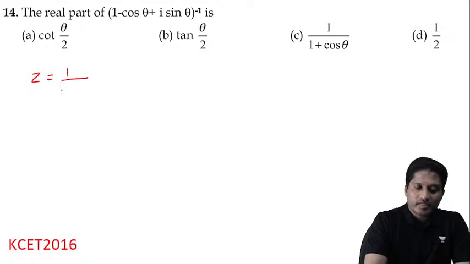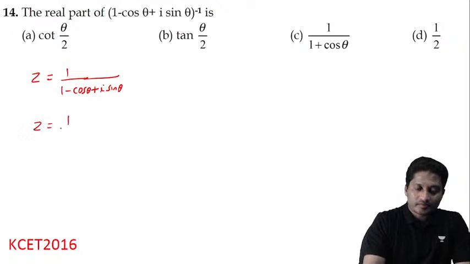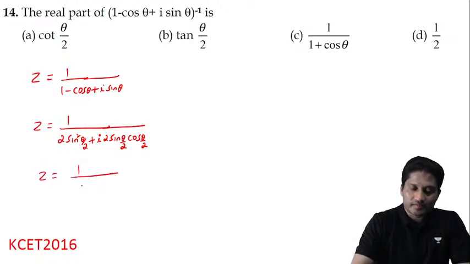z is equal to 1 divided by 1 minus cos theta plus i sin theta. I just wrote z power minus 1 as 1 by z. Now z is equal to 1 upon 1 minus cos theta, which is 2 sin square theta by 2, plus i times sin theta, which can be written as 2 sin theta by 2 cos theta by 2. Now z is equal to 1 divided by 2 sin theta by 2. I'll take common, left out is sin theta by 2 plus i cos theta by 2.